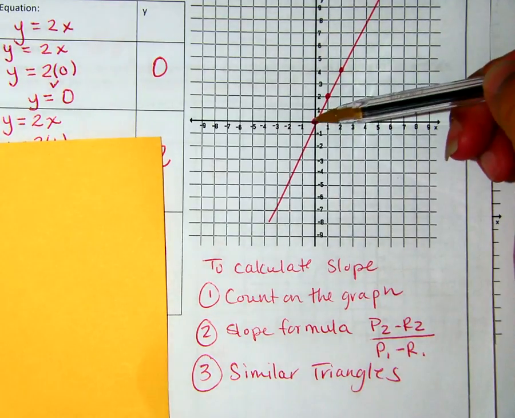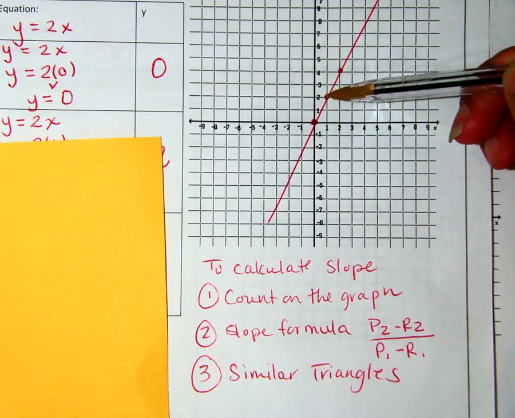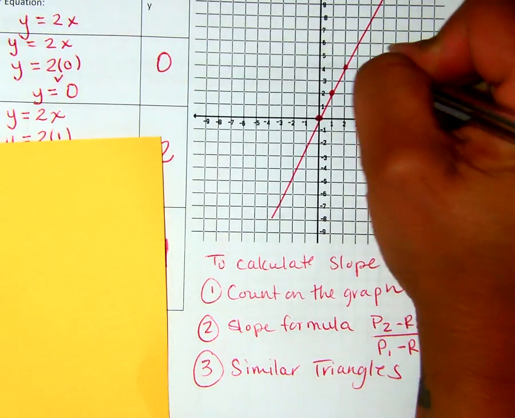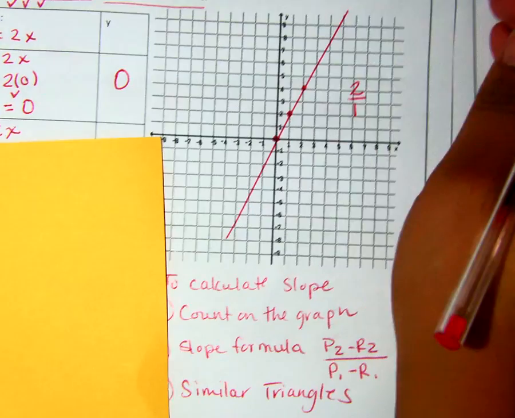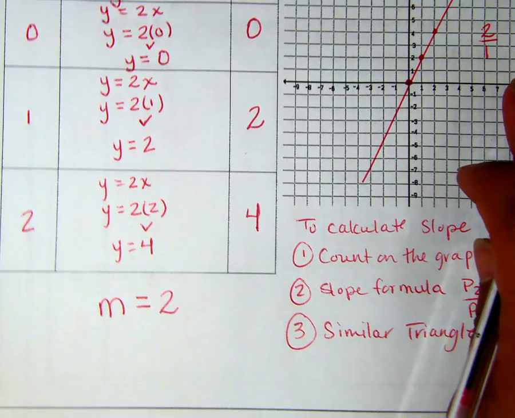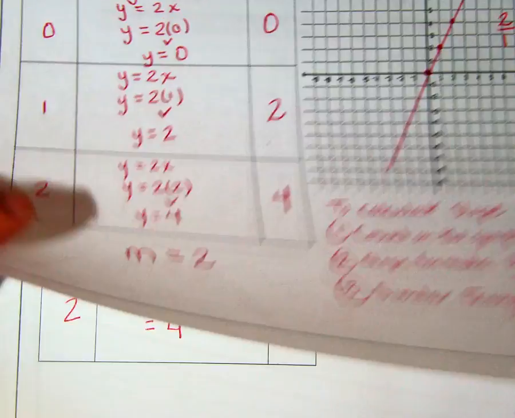So I see to count on the graph, I want to move up 2 and to the right 1. When I move up 2 and to the right 1, I'm left with the fraction 2 over 1, which simplifies to 2. Therefore, slope is equal to 2. Now, rewatch that if you need. Otherwise, let's go ahead and push into exercise number 2.